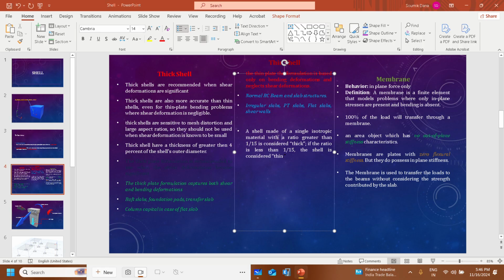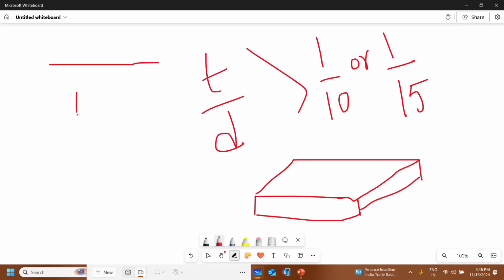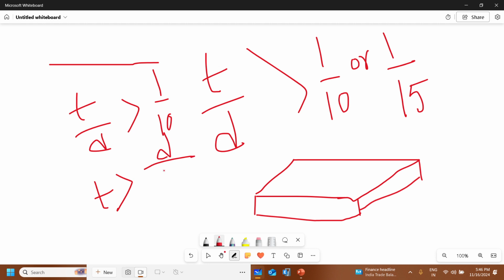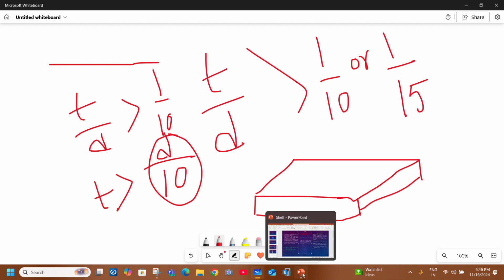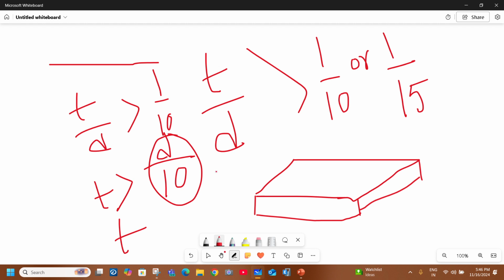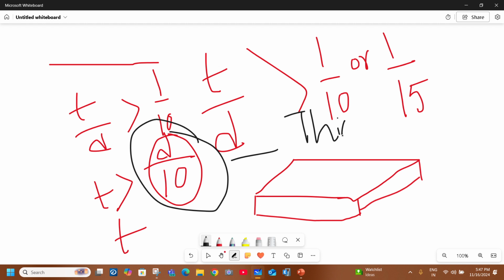They say that with the ratio of isotropic material considered as thick, and if the ratio is 1 by 15, the cell is considered as thin. That means T greater than D by 10. That means T is greater than D by 10. Okay. Now it is clear. If this is the case, then we can say these are thick cells.